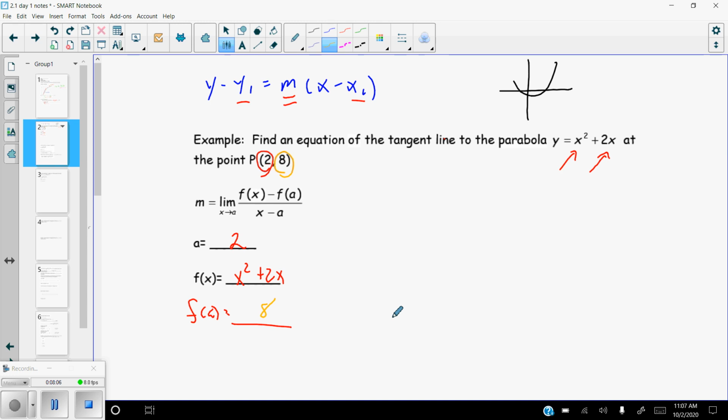All right, we have everything we need. Let's plug all this information into our limit. We're going to take the limit as x approaches a, but a is 2, of f of x, that's x squared plus 2x, minus f of a, that's 8, over x minus a, but that's 2. We know that if we plug 2 in, specifically in the denominator, it's going to give us 0. It's also going to give us 0 in the numerator. So this is an issue that we're going to need to go ahead and factor.